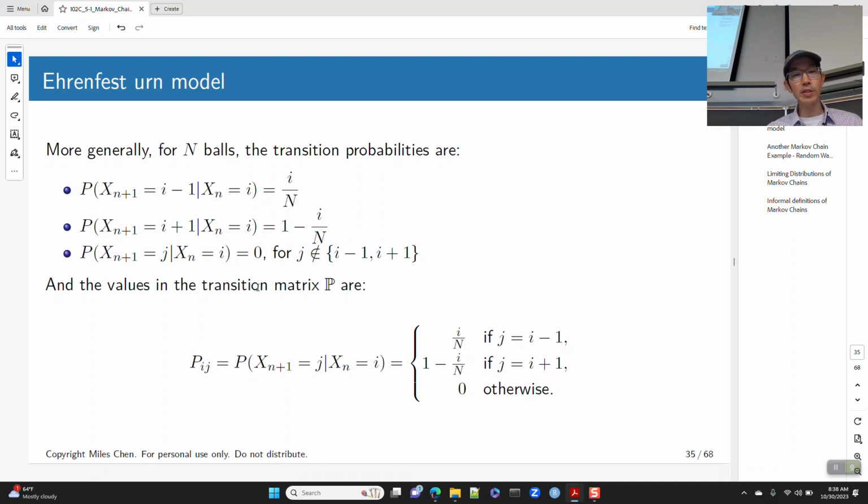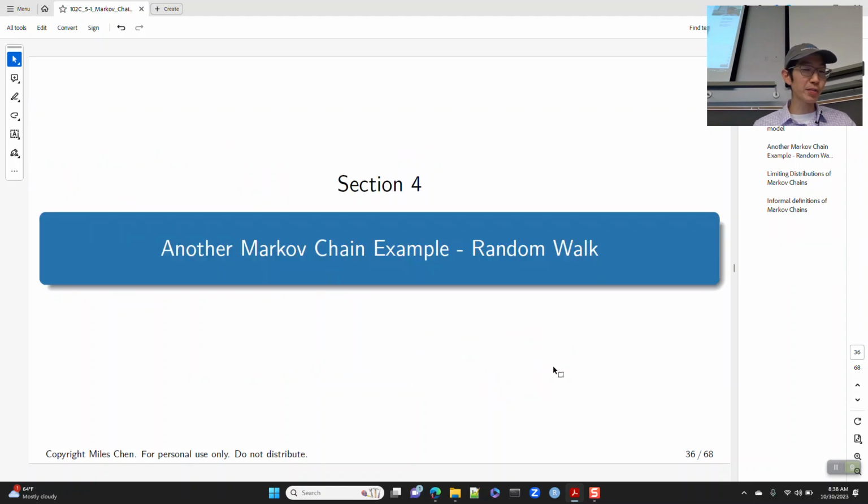And so all of the values in the transition matrix can be defined with this kind of rule. It's I over n, or 1 minus I over n, and 0 otherwise. I over n if we're talking about the next state being I minus 1, and 1 minus I over n if we're looking at the transition probability of going to I plus 1 at the next state, or the next interval. Okay, so that's another transition matrix Markov chain, and then we'll do one more Markov chain here.